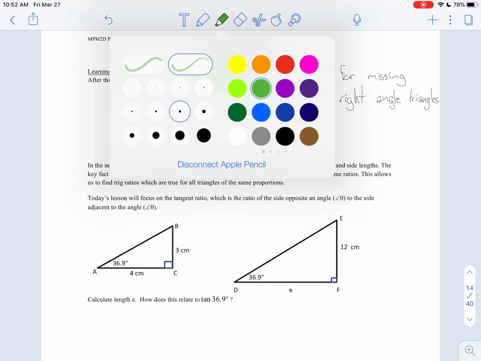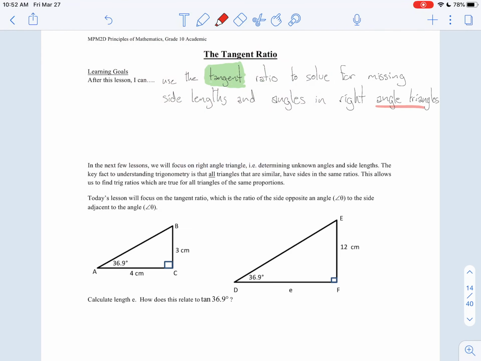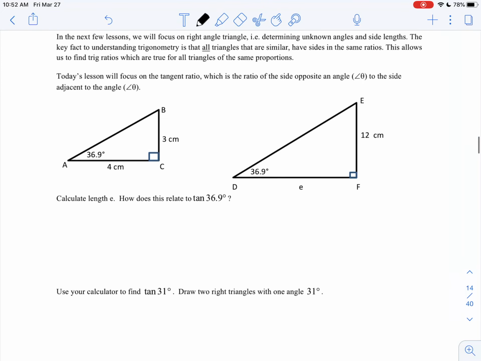The second thing we have to make note of is angles in right angle triangles. Everything we do for the next couple of lessons will be with right angle triangles. You'll see when we get to a point where we can stop using right angle triangles, but for the next couple of lessons it's all going to be right angle triangles. So let's take a look at the first problem here.